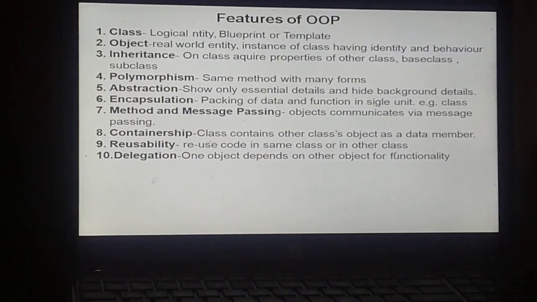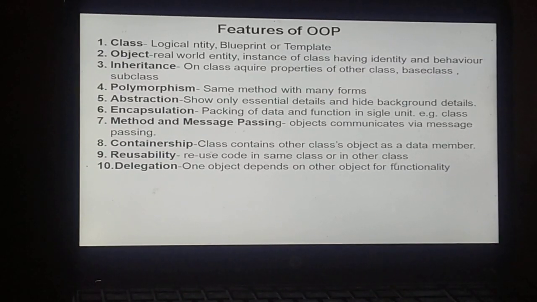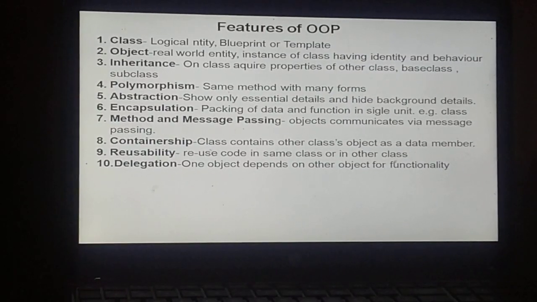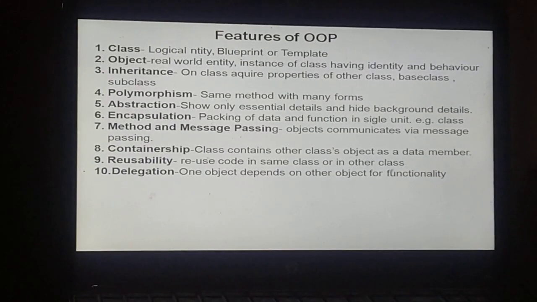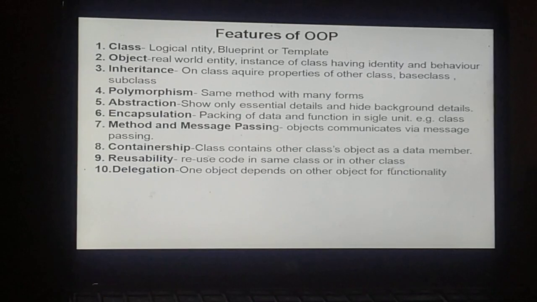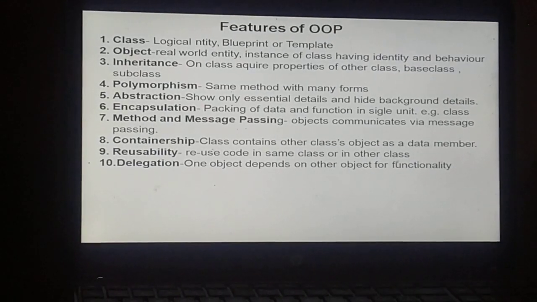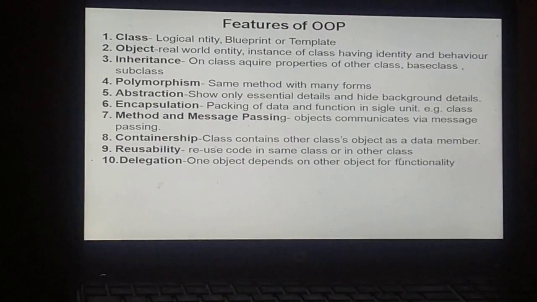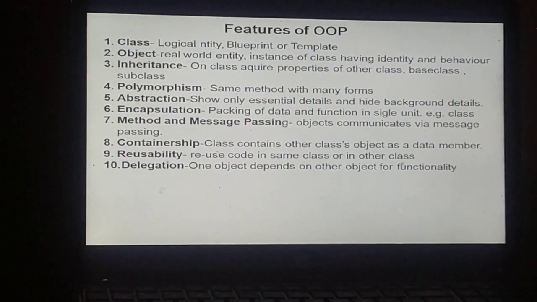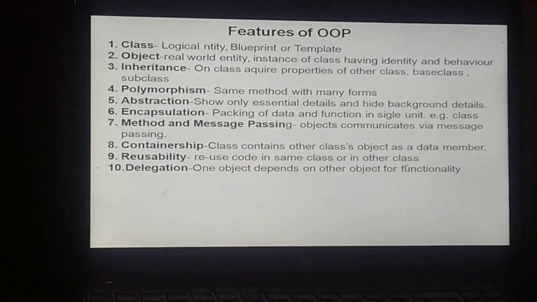A class is a logical entity, blueprint or template. Object is a real world entity, an instance of class having identity and behavior. Inheritance is nothing but one class acquires the property of another class, which is known as base class and subclass. Polymorphism is same name but multiple forms, or we can say same method with many forms. Abstraction is to show only essential details and hide the background details, or hide the complexity of the code.